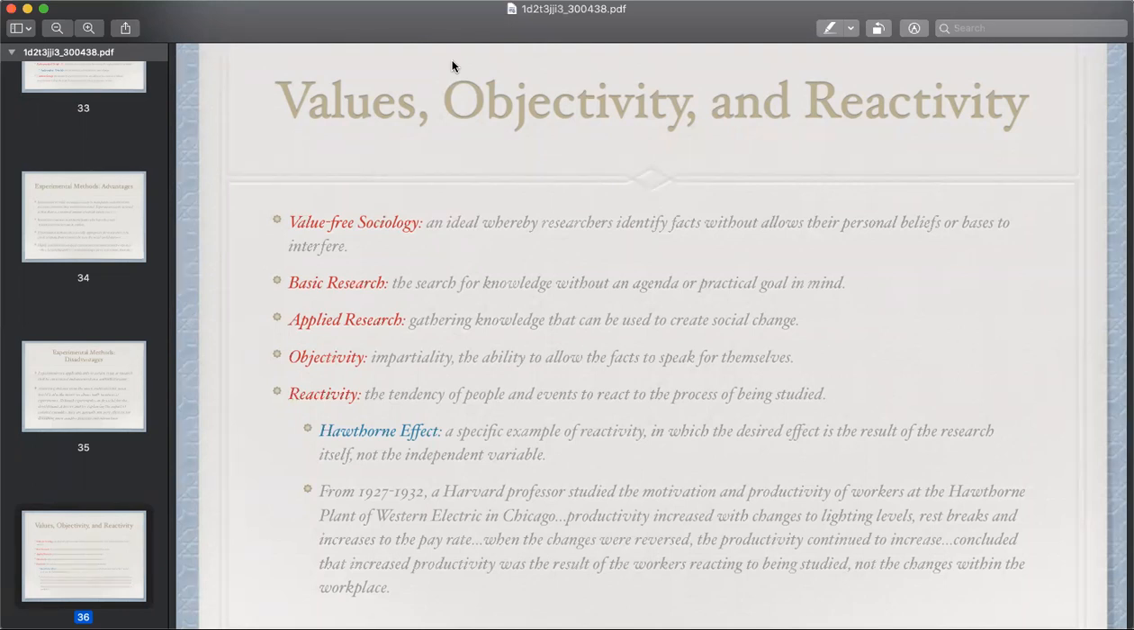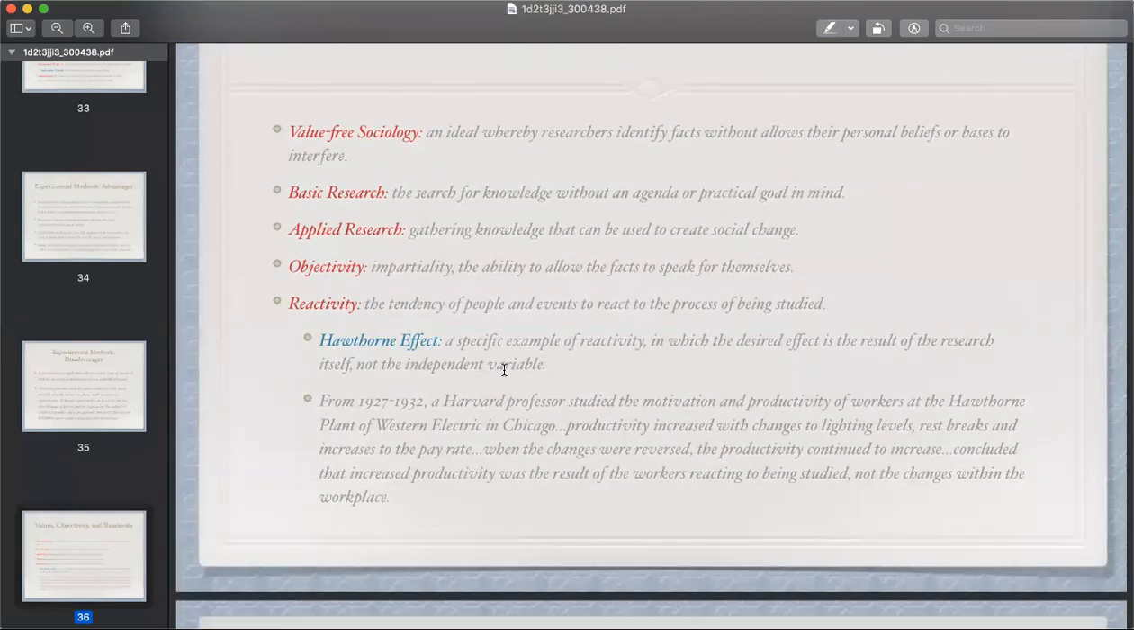Applied research is when we gather knowledge that can be used to create social change, right? That can begin to change the culture of organizations. And that's exactly what we do when we conduct interviews, surveys, focus groups, or ethnographic studies. We look at objectivity, right? A degree of impartiality. The ability to allow for the facts to speak for themselves without us allowing our own personal feelings to infiltrate the interpretation of the data.